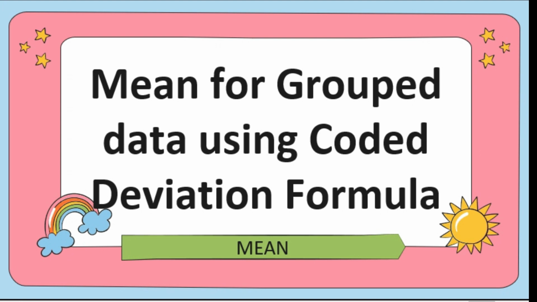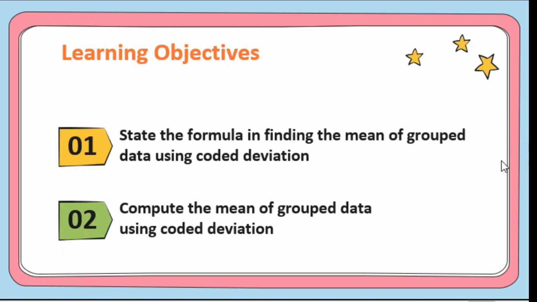We will be discussing today the mean for grouped data using the coded deviation formula. We will be guided with the following objectives. First, we state the formula in finding the mean of grouped data using the coded deviation. And secondly, we will compute the mean of grouped data using the coded deviation.